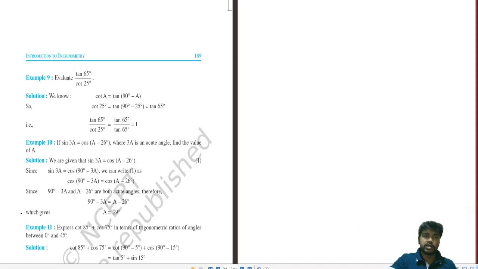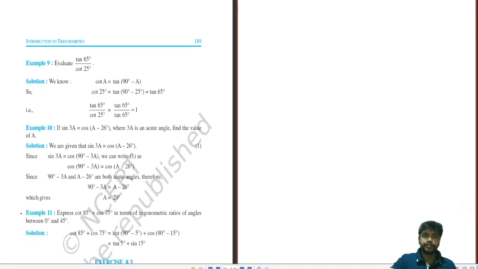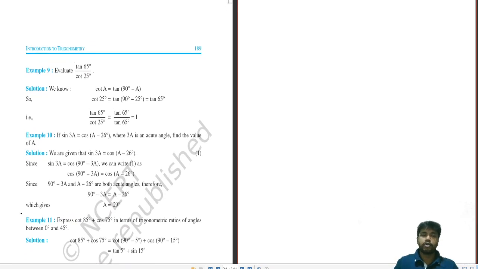Now we can look into the sums. Example 9 is the first sum. Tan 65 degree by cot 25 degree. Obviously the first sum would be very easy. Just you have to look over the formulas and nothing else. First of all, remember one thing.